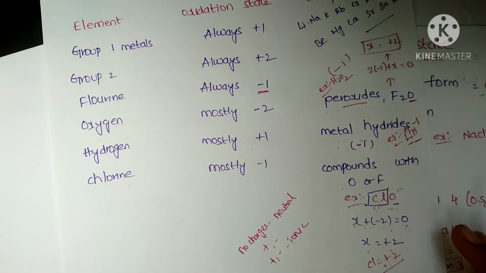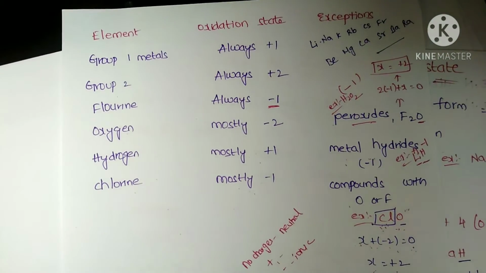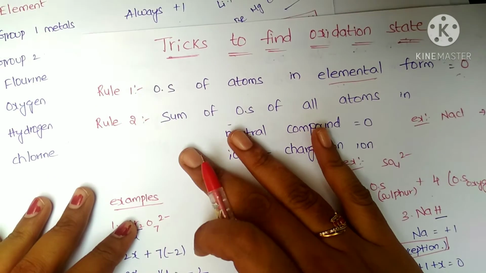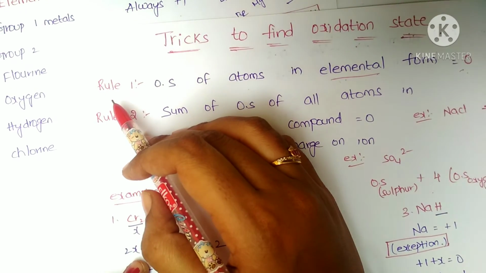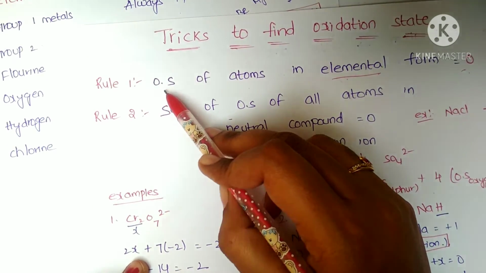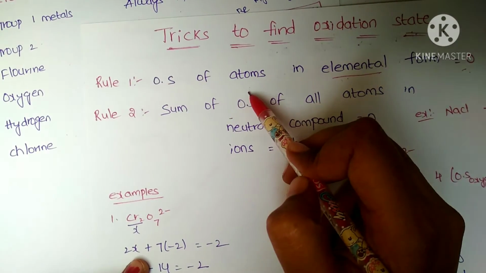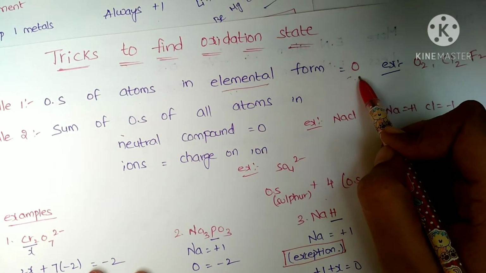Based on these concepts, if you remember this tabular column, and some rules for writing down, we can easily find the oxidation state. Next, let us look at some rules. The first rule: OS here means oxidation state. The oxidation states of atoms in elemental form should equal 0.